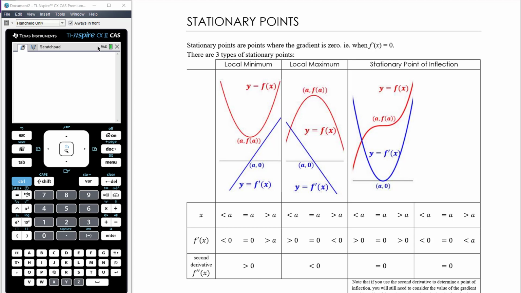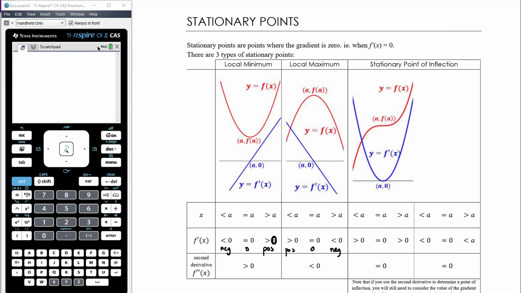When x is less than a, the gradient will be negative, and when x is bigger than a, the gradient will be bigger than 0. Sorry, that's a typo there in that table, can we fix that? The gradient will be bigger than 0, okay? So you go from having negative gradient, 0 gradient, positive gradient. When you have a local maximum, the opposite happens. You go from having positive gradient when x is less than a, 0 gradient at a, and then negative gradient when x is bigger than a.